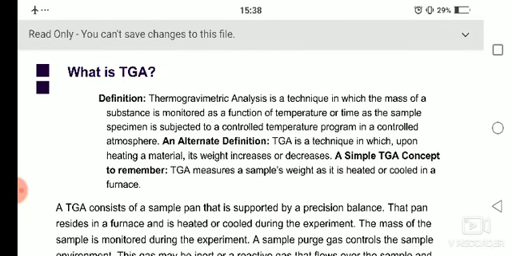Thermogravimetric analysis is a technique in which the mass of a substance is monitored as a function of temperature or time as a sample specimen is subjected to a controlled temperature program in a controlled atmosphere.